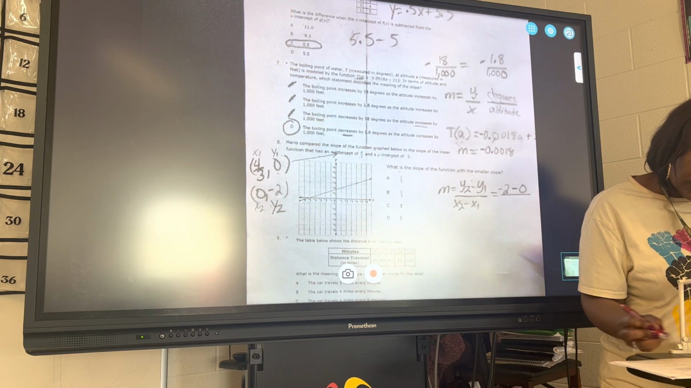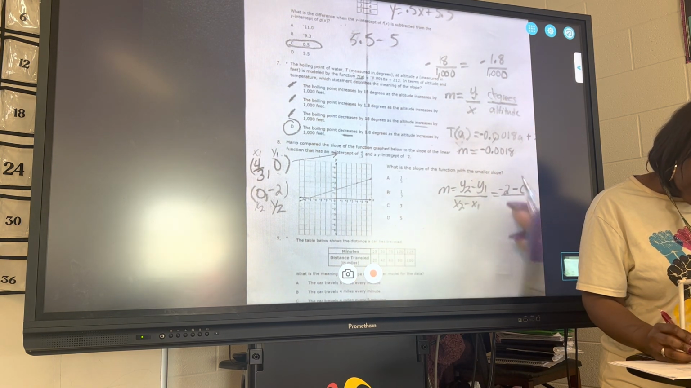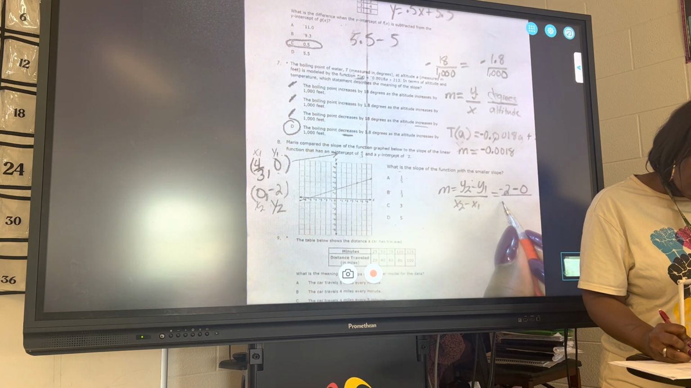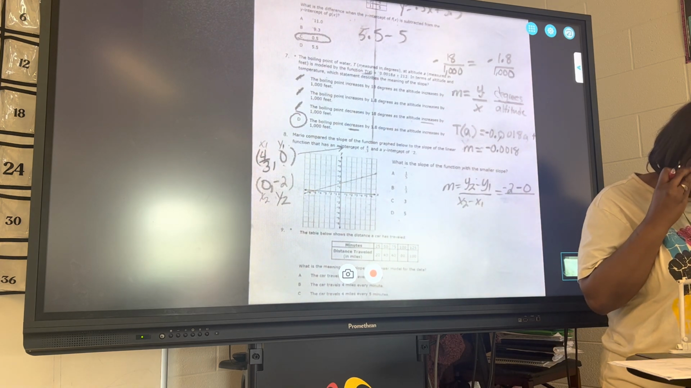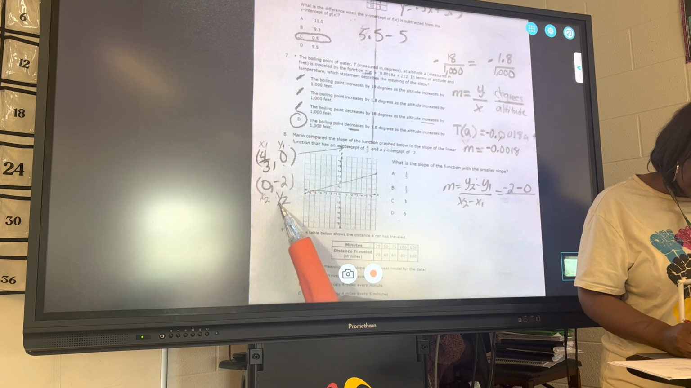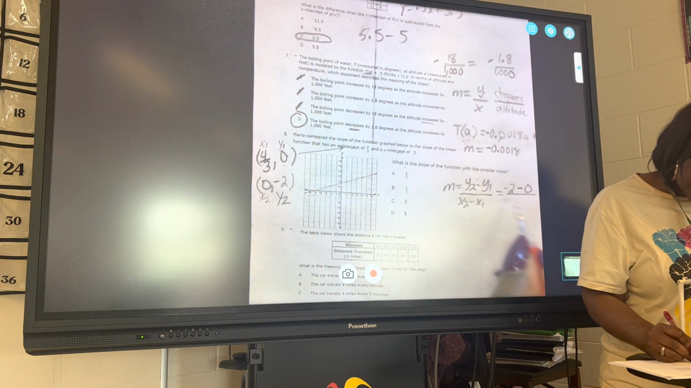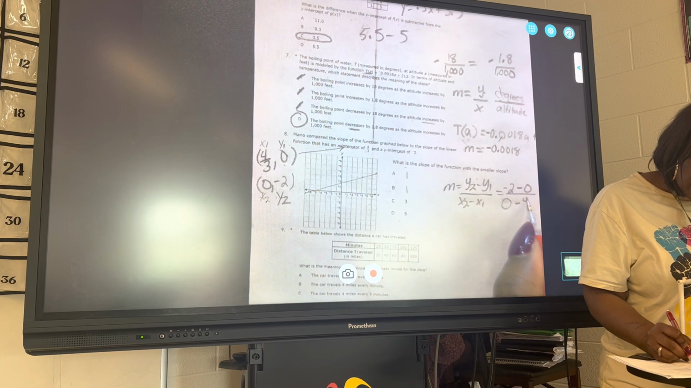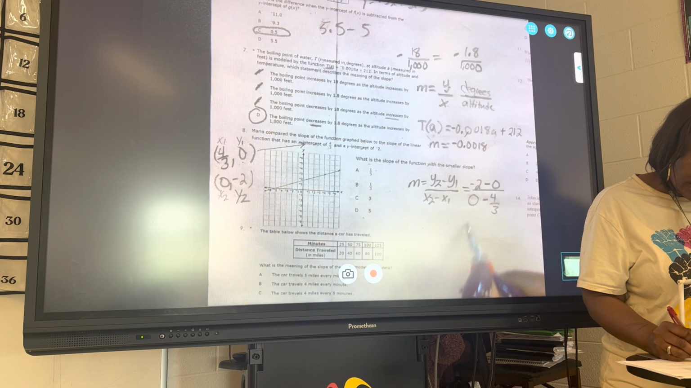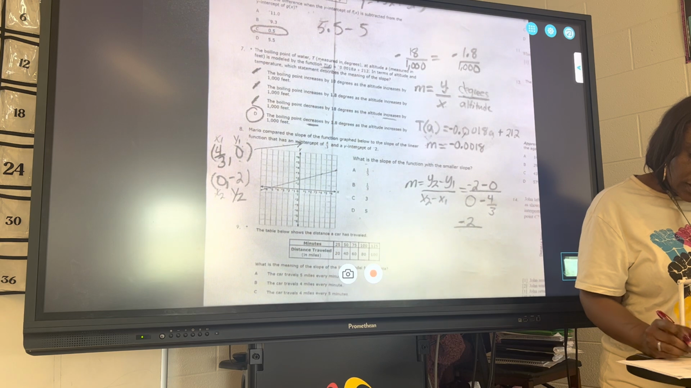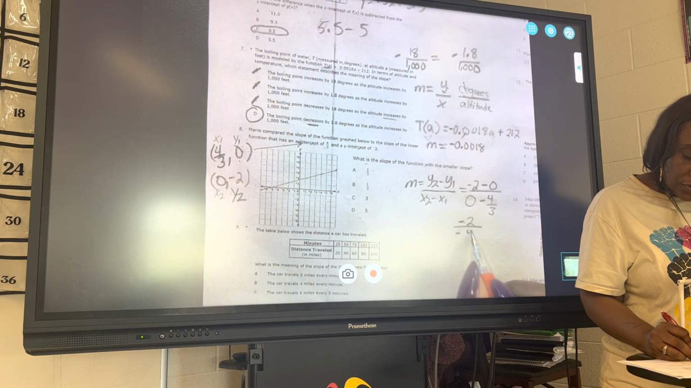-2 minus 0, good. And then what are we going to put on the bottom? 0 minus 4/3. Okay, 4 over 3. Wait a minute. Yeah, you're right. Y2 is first, and then 0 is first here. Okay, all right, so on the top, what does that give us? -2 over. On the bottom, that gives us -4 over 3, right?